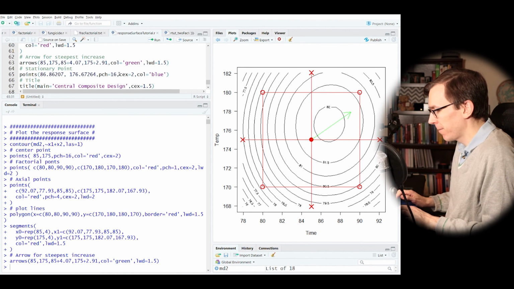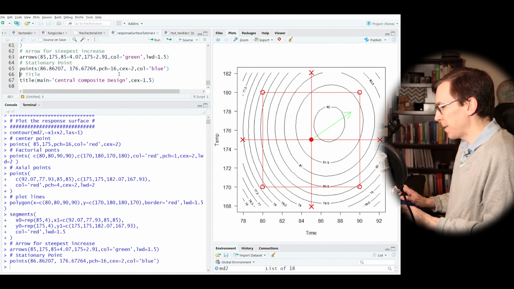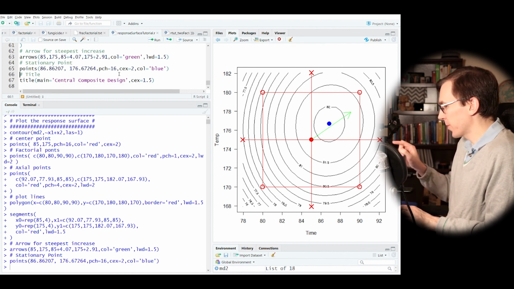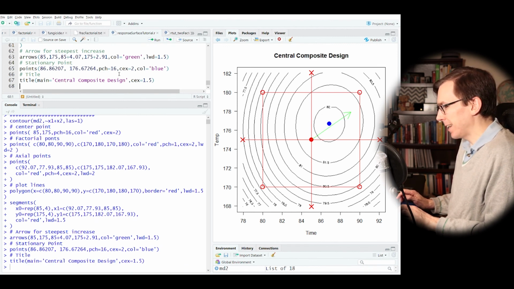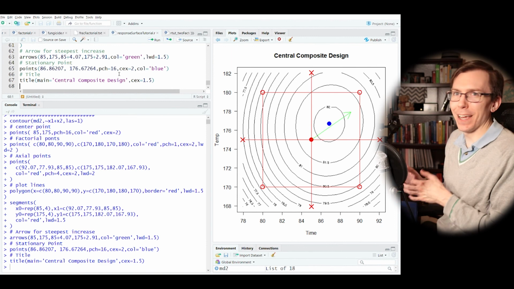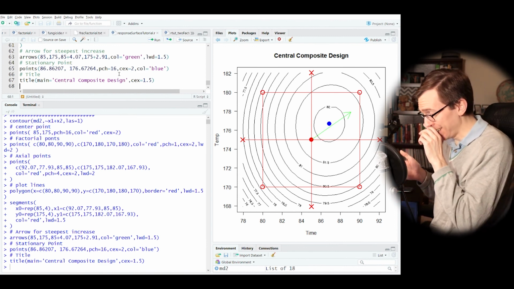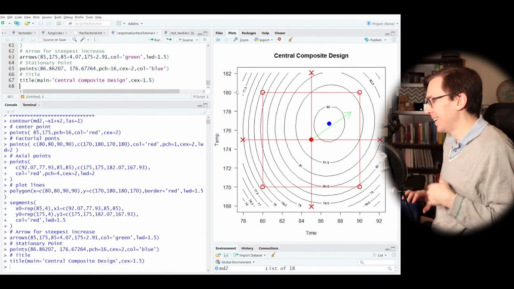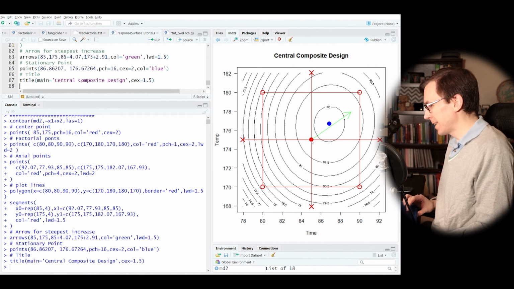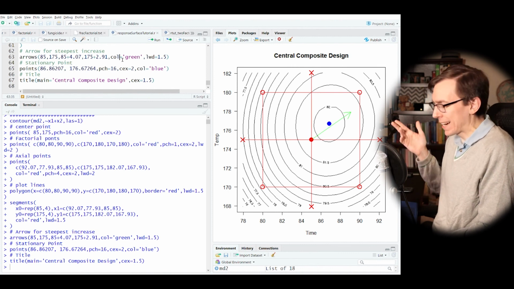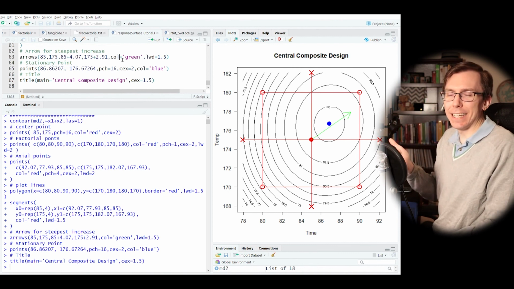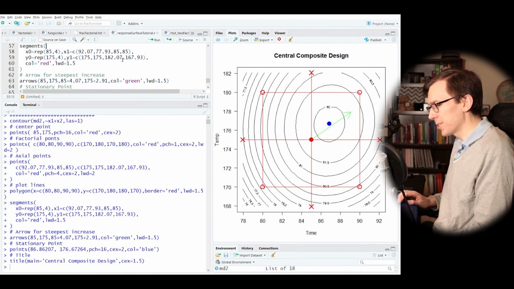Now, the stationary point is right in the center of that circle in blue, and that's going to be the main thing that we want. Granted, this model did not have a very strong fit, so there's not really a statistically significant difference from the center point to this local maximum, but still, it gives you an idea of how you would do a response surface.